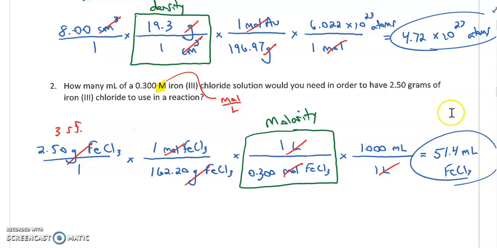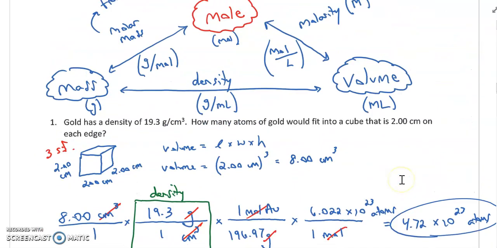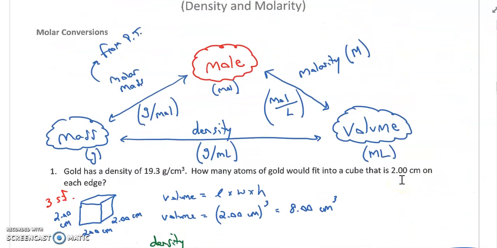There you have it. 2 different conversion problems, and again, it's allowing us to use the same types of conversions we used before, but now we're adding in this idea of either density or molarity to be able to go back and forth between volume.